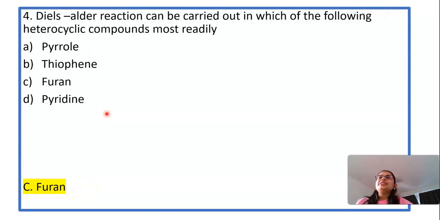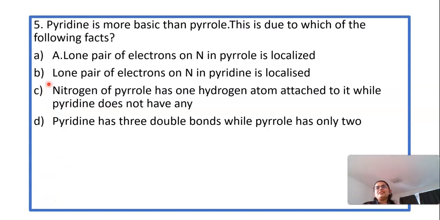The next question is: Diels-Alder reaction can be carried out in which of the following heterocyclic compounds most readily? There are four options again: pyrrole, thiophene, furan and pyridine. The correct answer, as you can see here, is furan. Let me know in the comment section, furan is how many membered ring? 4 membered, 5 membered, 6 membered.